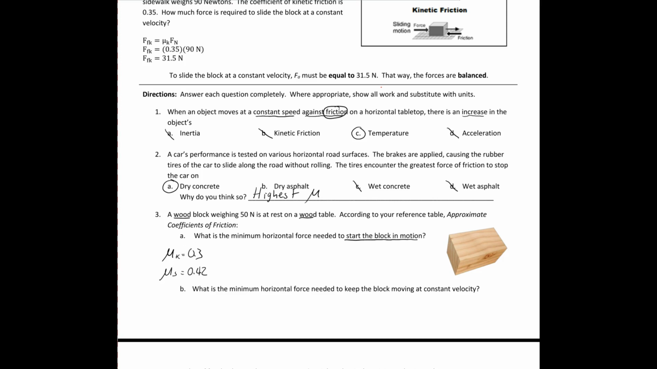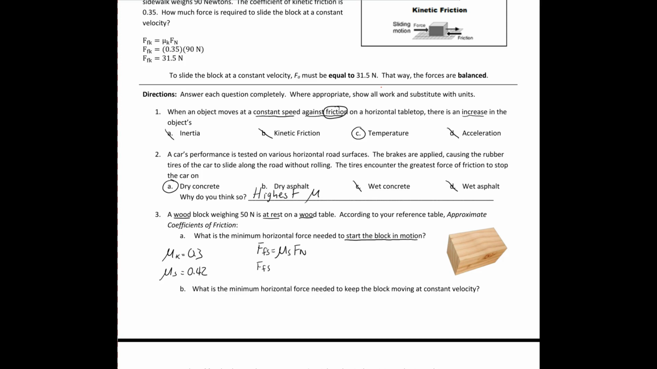They're saying what is the minimum horizontal force needed to start the block in motion? So it's at rest. So we want to start it moving. We're going to be looking at the static coefficient of friction. So F_f,s is equal to mu_s times F_N. It's just the coefficient times the normal force.